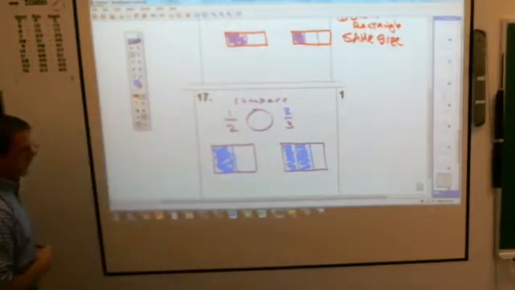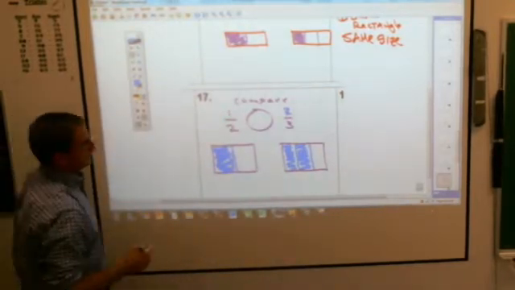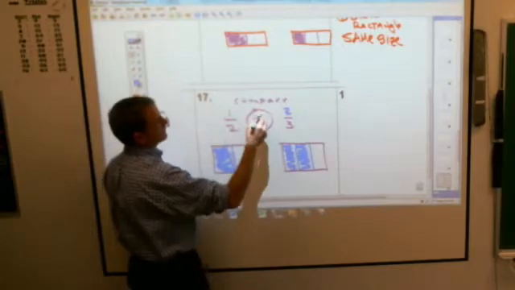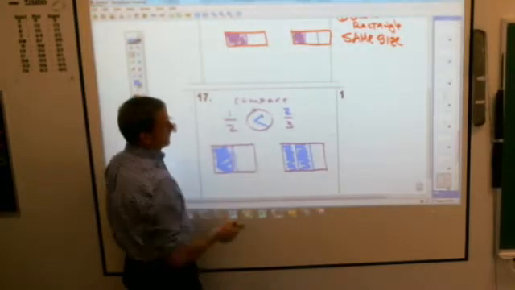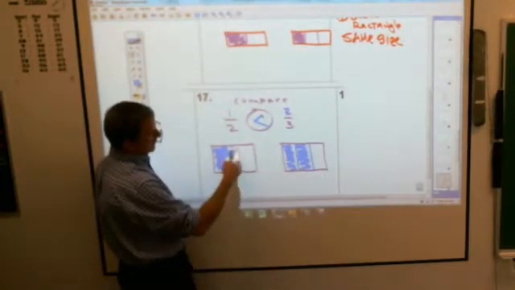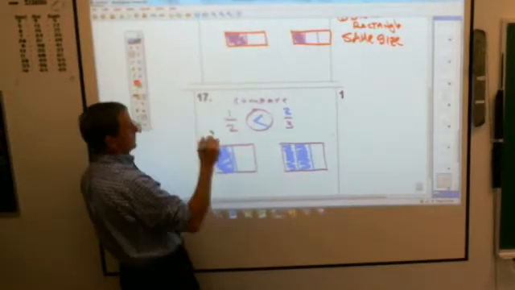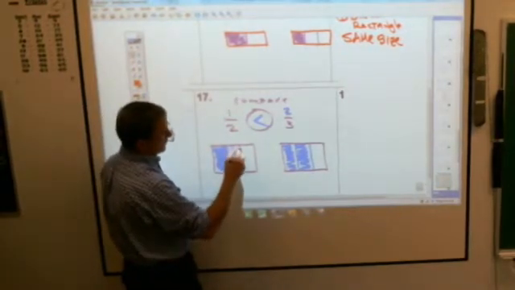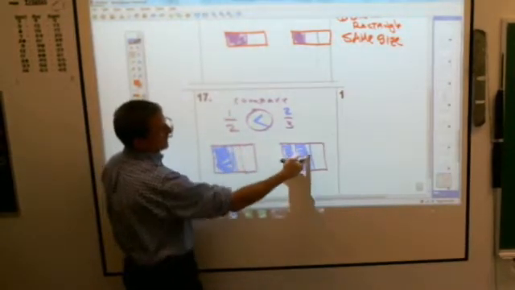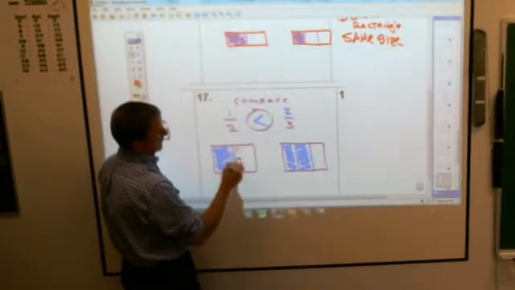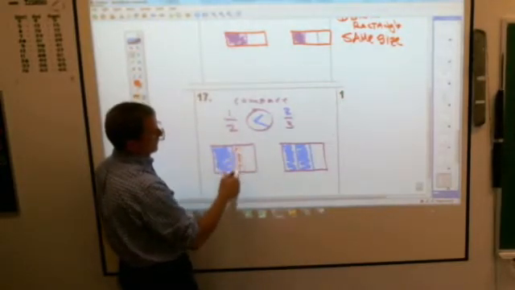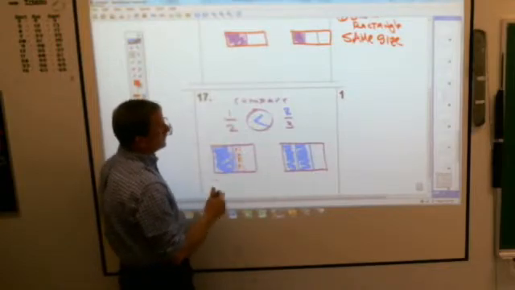Which rectangle has more shaded? It's 2/3. And the reason you can tell that is look right here. There is this little squiggle right here that is shaded on here and not shaded over here. So this fraction is actually bigger by that little red mark there.